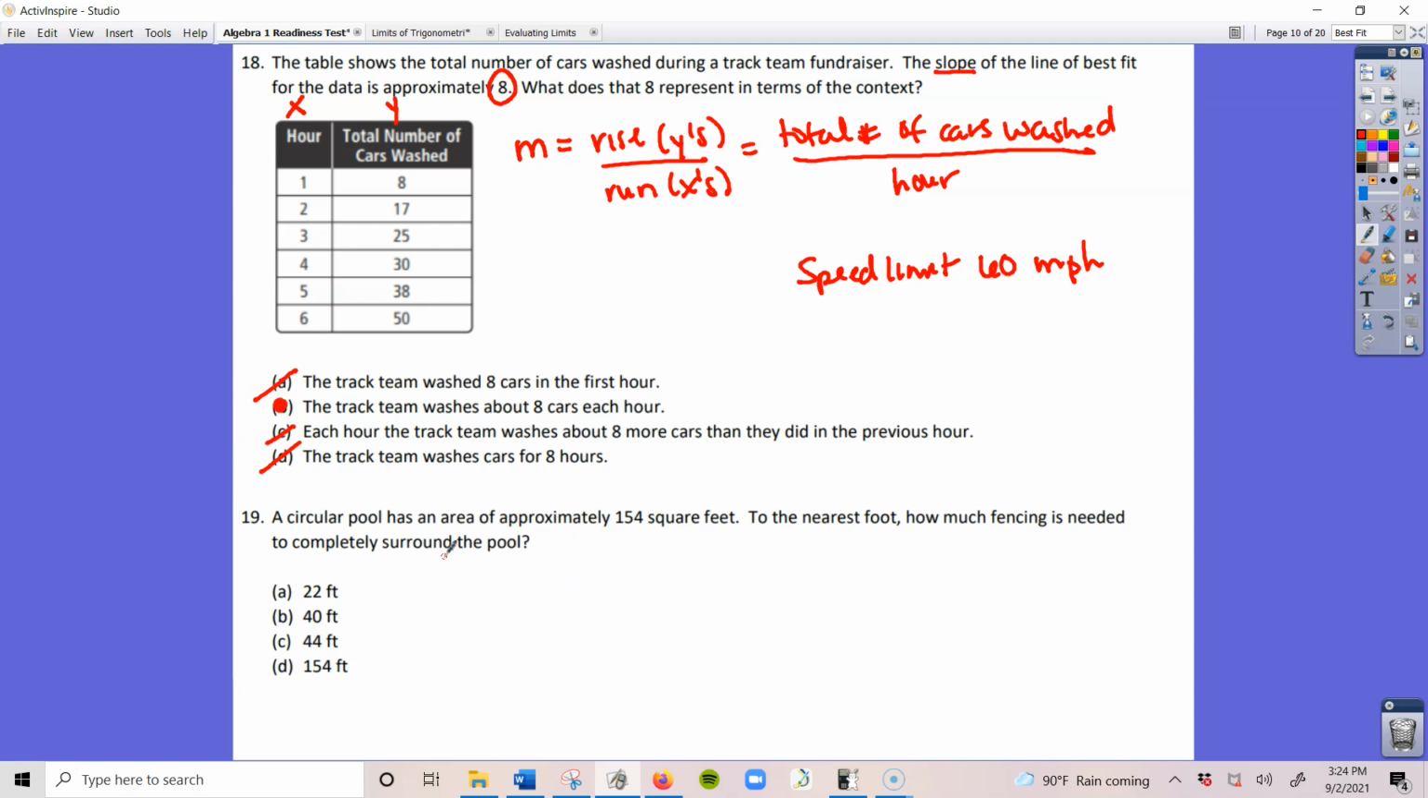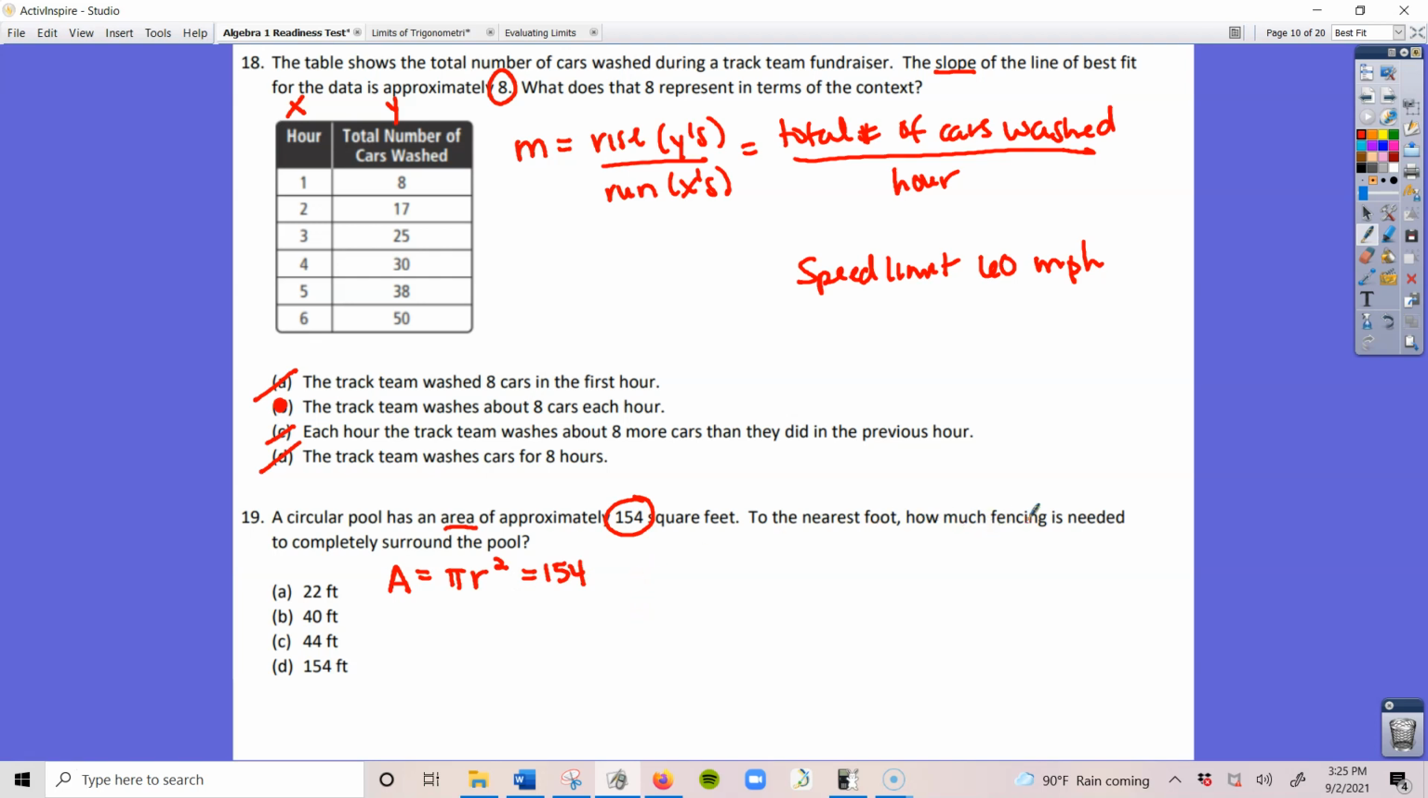For number 19, a circular pool has an area of approximately 154 square feet. So this is area of the circle. To the nearest foot, how much fencing is needed to completely surround the pool? So let's start with what is area of a circle? Area is equal to pi times the radius of the circle squared. And this area, they tell us, is equal to 154 feet squared.